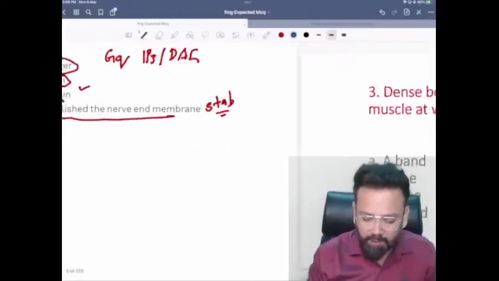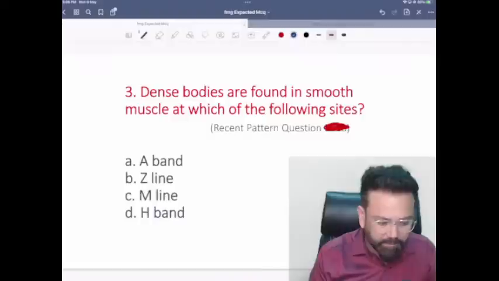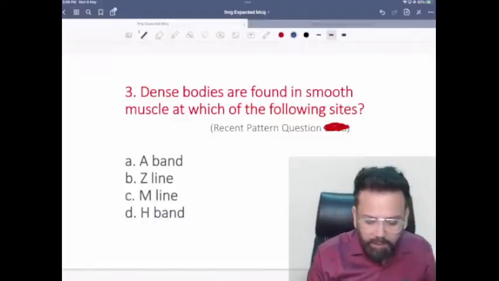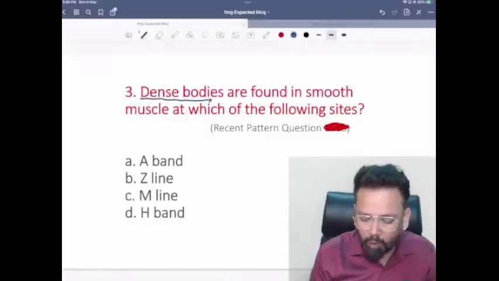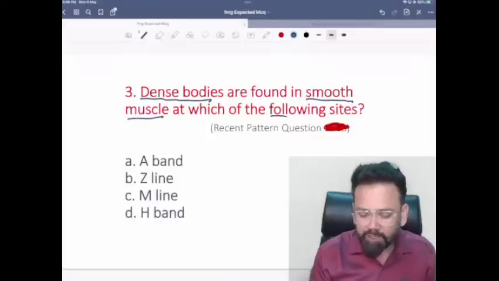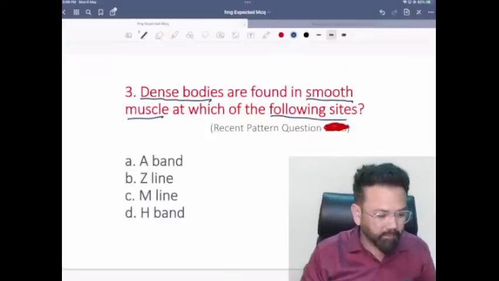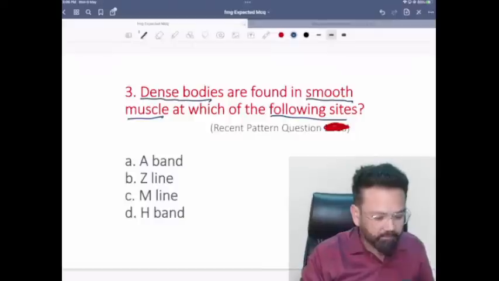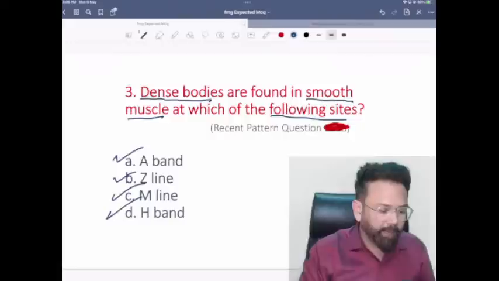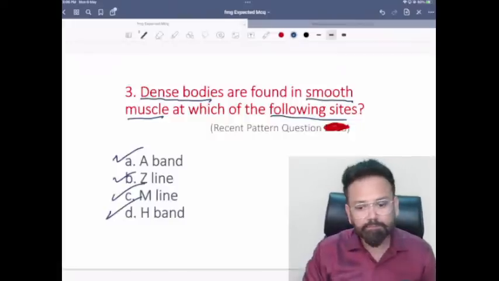It is calcium. Now, next question. Yes, Krishna Kumar, you are correct. Dense bodies are found in the smooth muscles at which of the following sites? Who will tell me the answer? A band, Z line, M line, or H band? What is the correct answer?